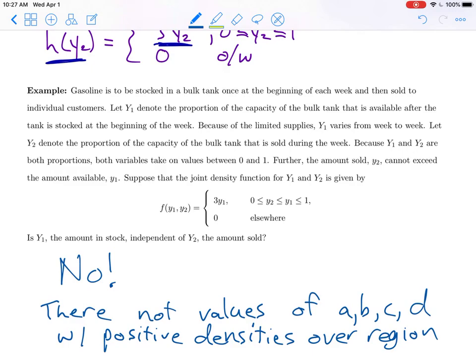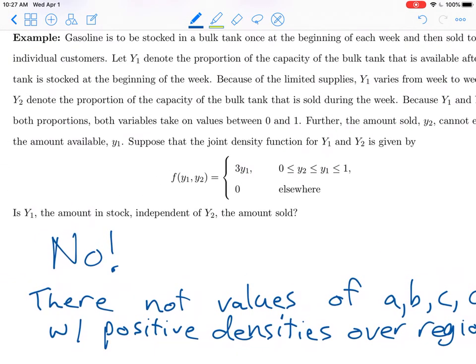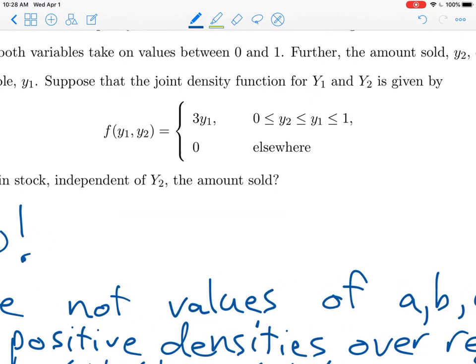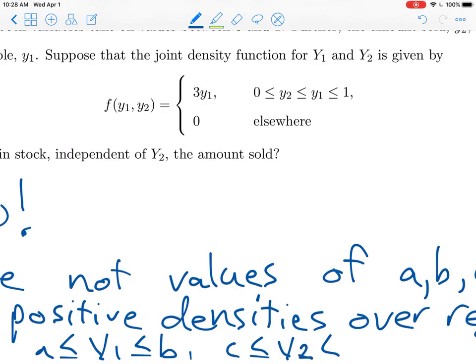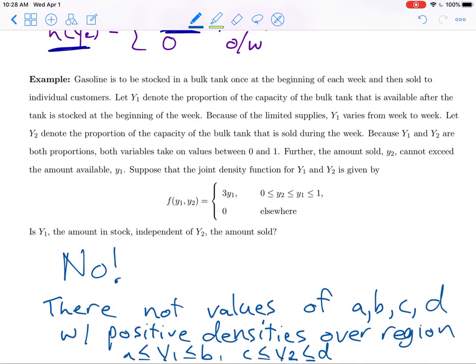So this value over the region with a less than or equal to y1 less than or equal to b, and c less than or equal to y2 less than or equal to d, we don't have the existence of such a non-negative function. So these are not independent. They are actually dependent. All right. Thanks, guys.